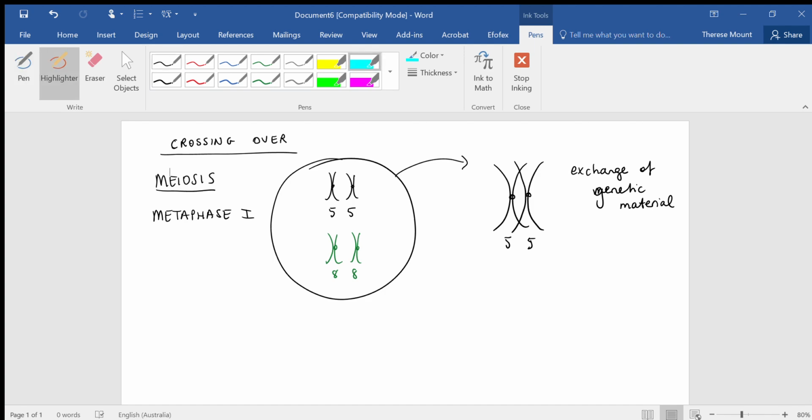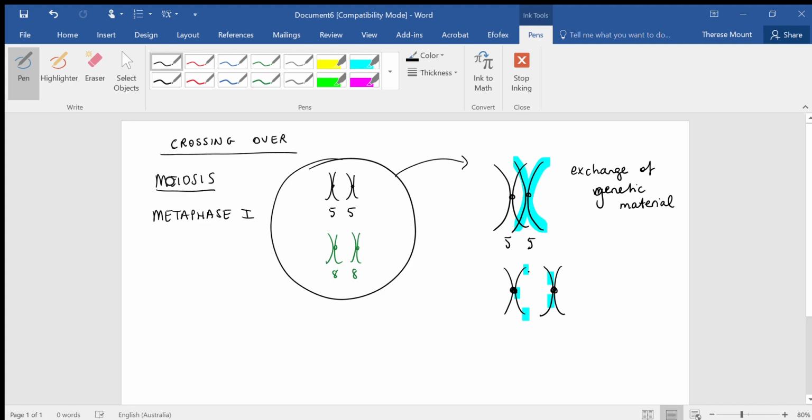So for example, if this was all blue, what happens is after crossing over, this one might have bits of blue in it. Okay, little segments have crossed over, and this one would have gained bits of black. So they've kind of just swapped material, all right?